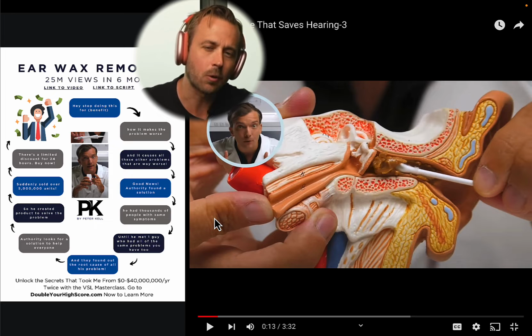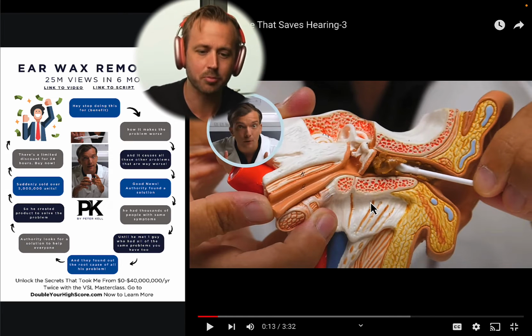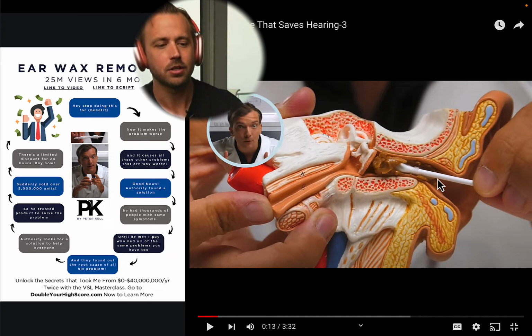This scene that we're looking at right here is demonstrating the root cause of the problem. What's the problem? Earwax is building up in the ear right here. You can see, you're using a cotton swab.